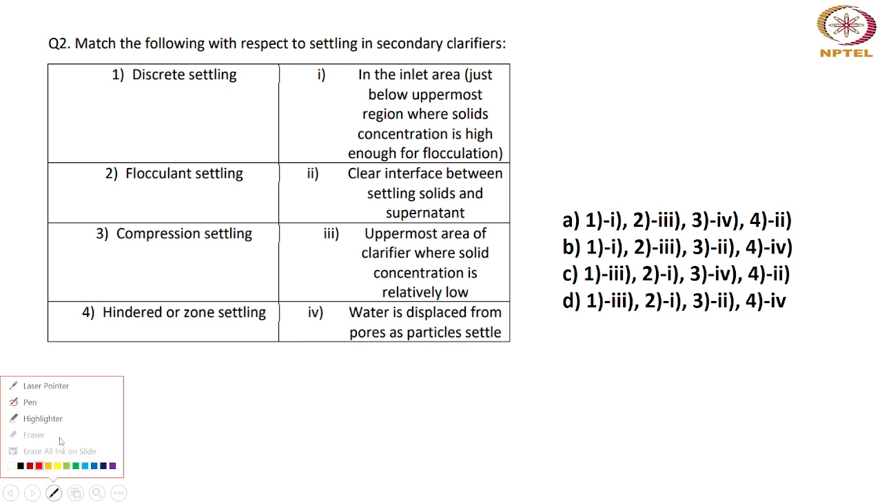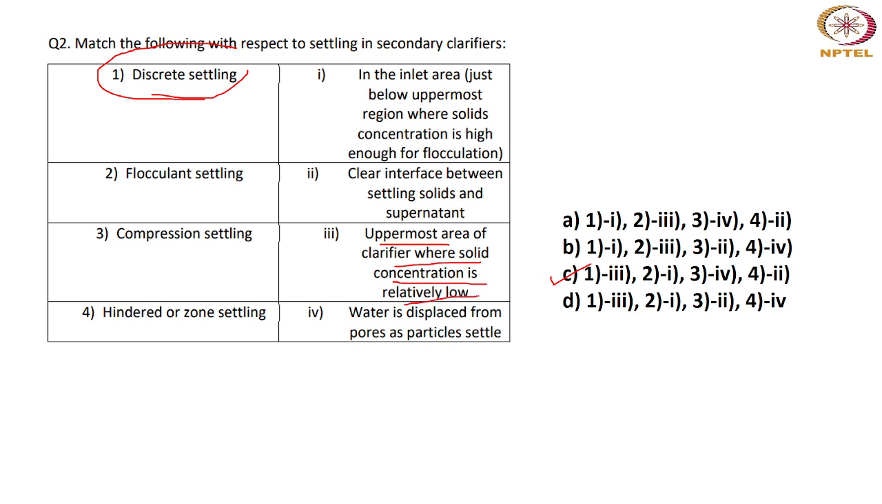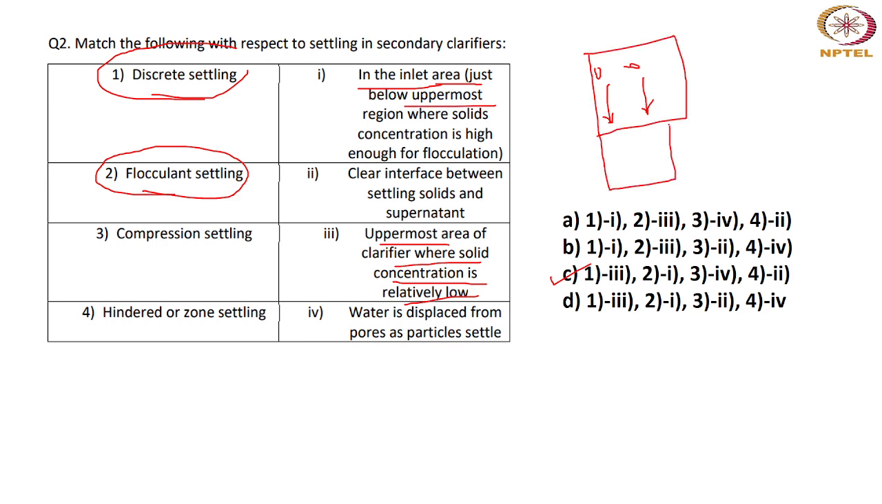So the correct answer is C. Here you can see that discrete settling happens at the uppermost area of the clarifier, where solid concentration is relatively low. In that portion the particles are at very low concentration, so they can separately come down. Then the flocculant settling, number two, is in the inlet area just below the uppermost region. After that there will be flocculant settling because the concentration is higher compared to this portion, so there is a chance of flocculation here.